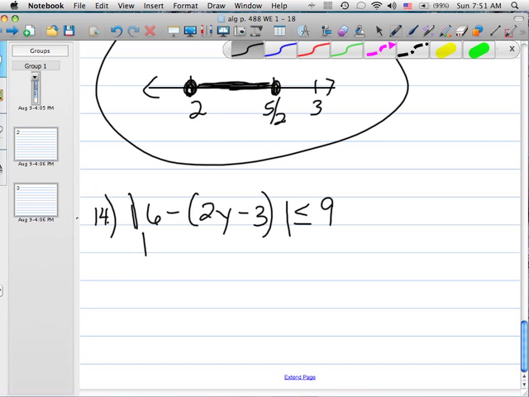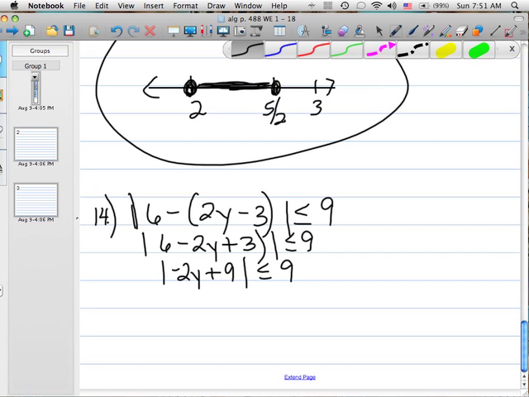So this is going to be 6 minus 2y plus 3 is less than or equal to 9. And adding the 6 and the 3, we get negative 2y plus 9. The absolute value of that is less than or equal to 9. If you don't do that, you just have yourself a lot of extra work. So make sure you simplify always. So this says less than. That's going to be a between problem. So we have the compound sentence, an and compound sentence, between 9 and negative 9.